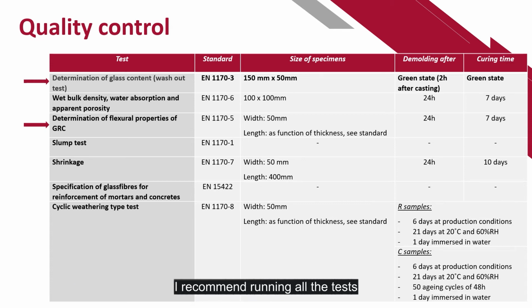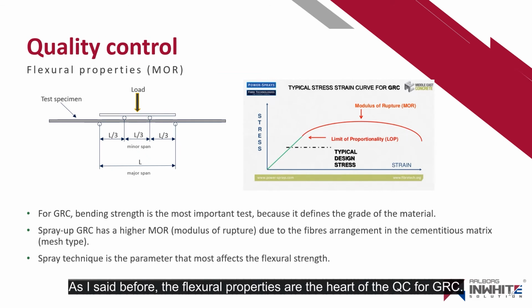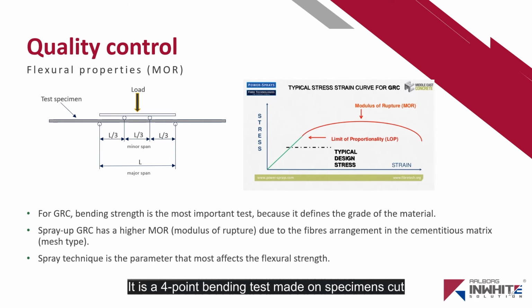I recommend running all the tests in the table every time a new recipe is introduced. As I said before, the flexural properties are the heart of the QC for GRC. In the image, you can see the typical setup for the flexural test according to EN 1175. It is a 4-point bending test made on specimens cut from a test board sprayed with the same material used to produce the elements but without the mist coat.